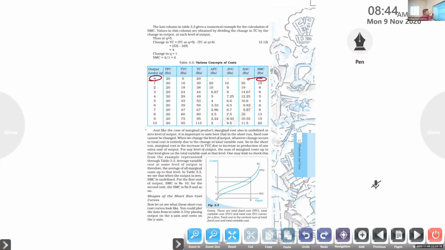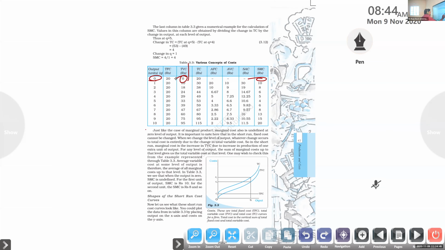If any input is zero, production is not possible. We need all the inputs to produce the output. Here you can see total variable cost is zero, so output is zero. So we are unable to find out other details like AFC, AVC, SAC, and SMC. It is impossible to find out.